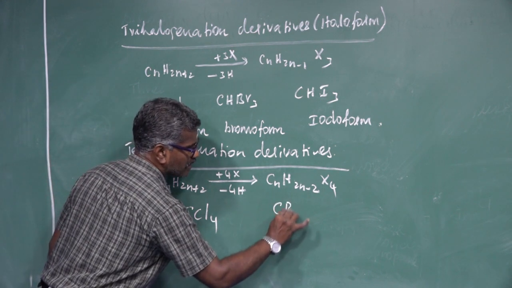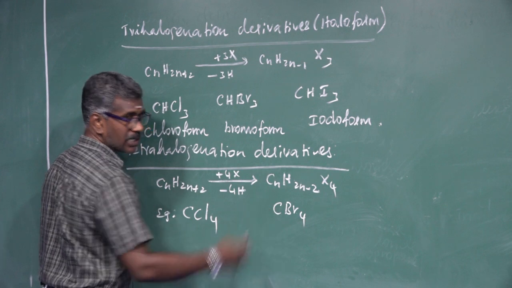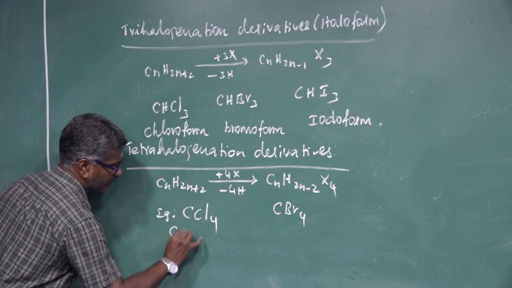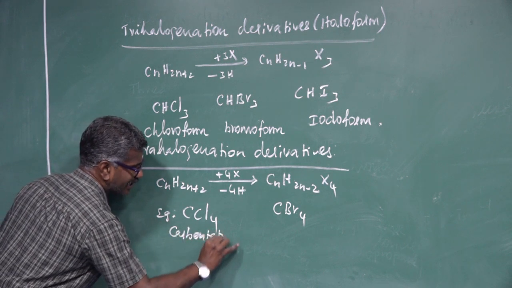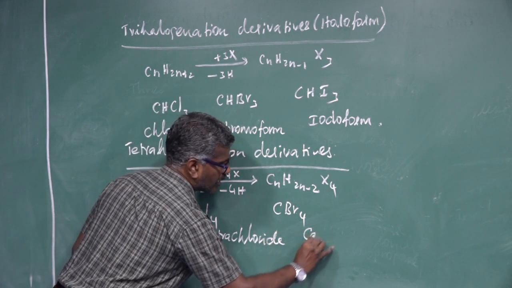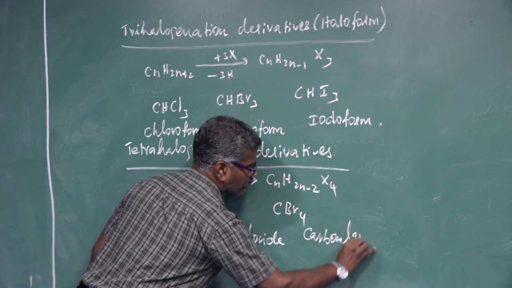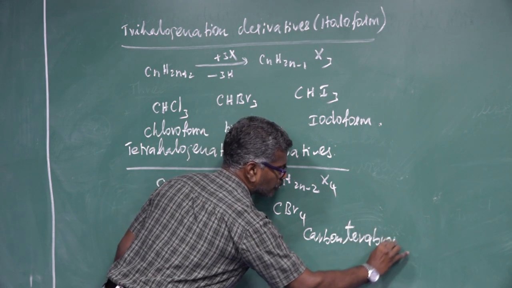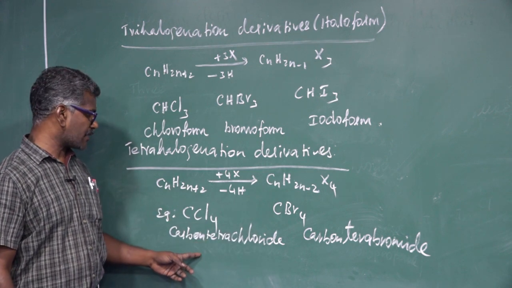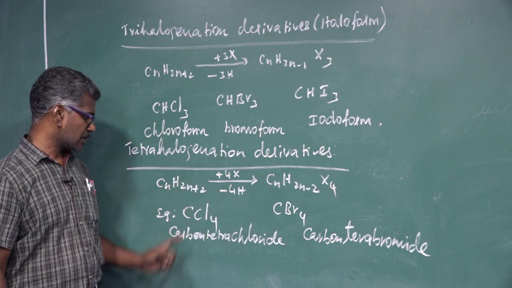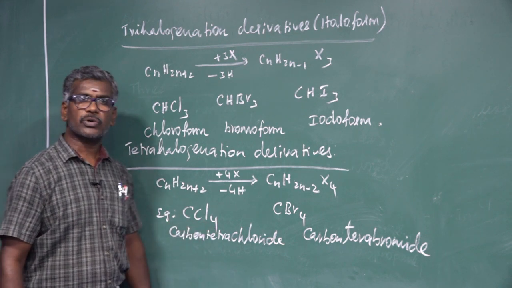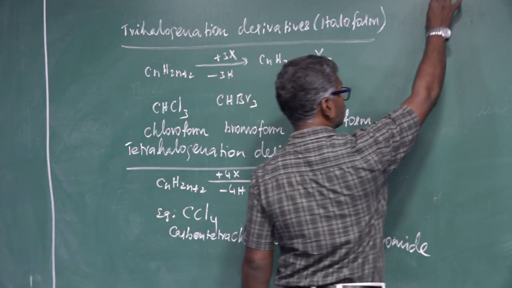Another one, CBr4, carbon tetrabromide, tetrabromomethane. Carbon tetrachloride. These two are the best examples for tetrahalogen derivatives. What is the valency of carbon? Carbon valency 4, halogen valency 1. Another one is complicated compounds.